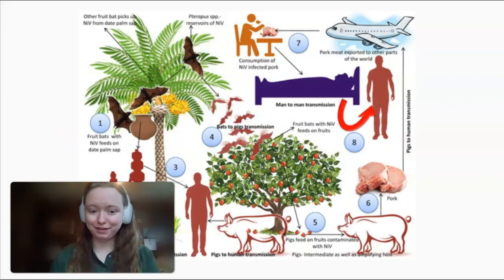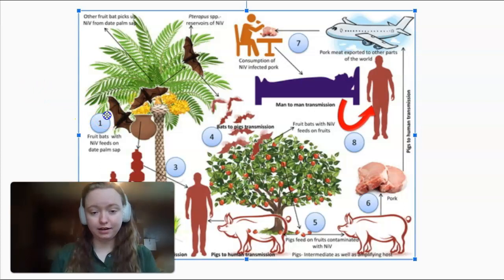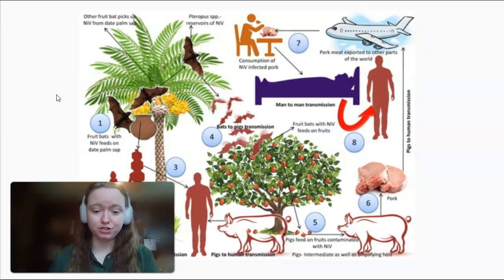So this graphic may be a little overwhelming at first, but this is a depiction of the transmission of NIV between species. Starting here at number 1, fruit bats infected with NIV are going to feed on the date palm sap. This sap is then harvested by humans, which then infects humans when they're in contact with the sap, which contains the saliva from the infected bats.